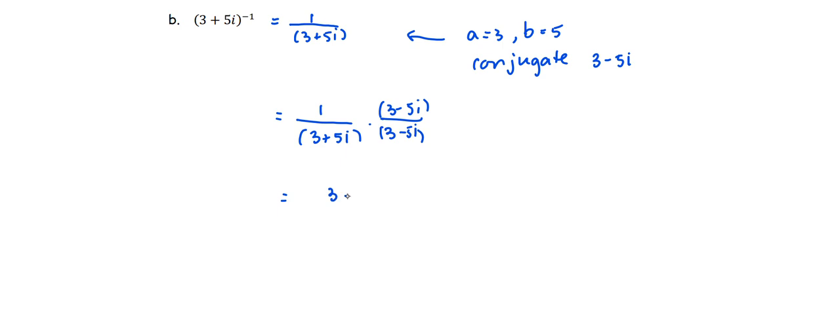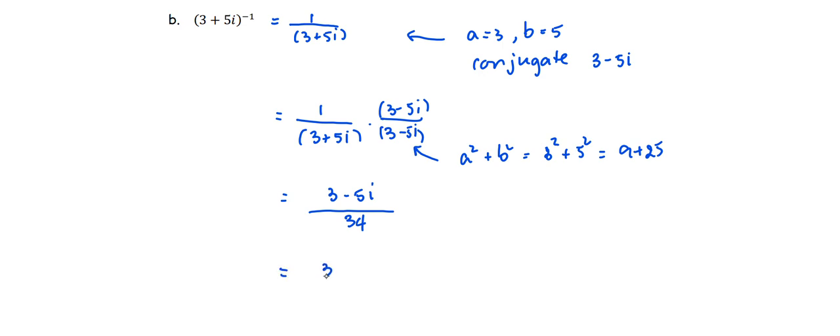And after that, simplify. Numerator is 3 minus 5i, divided by the bottom, which is the product of the complex number and the conjugate, where a is 3, so it's going to be a squared plus b squared, right? And b is 5. So we get 3 squared plus 5 squared, which turns out to be 9 plus 25, or the denominator simplified to be 34. So we write in the standard form to have the real part 3 over 34 subtracted by 5 over 34 i, as the standard form of the complex number for this problem.